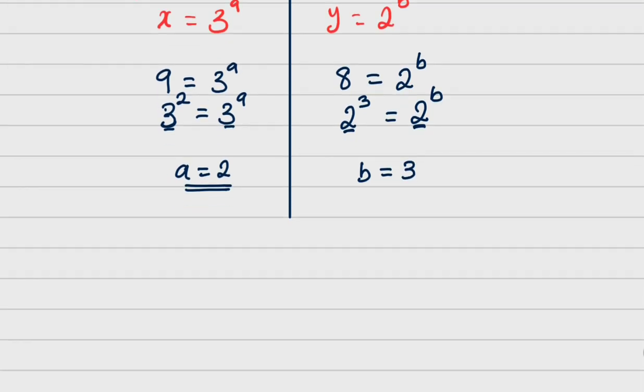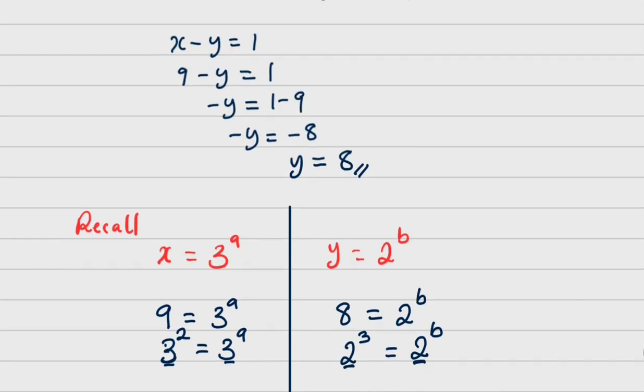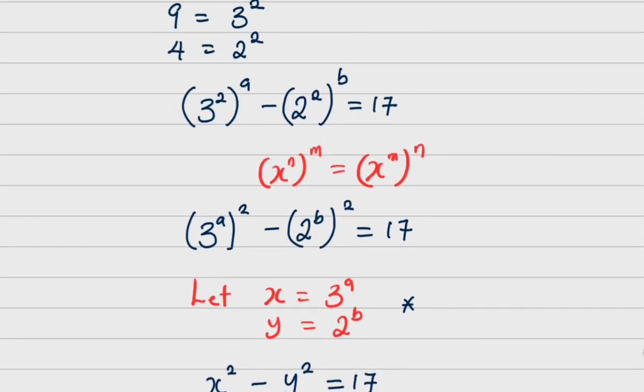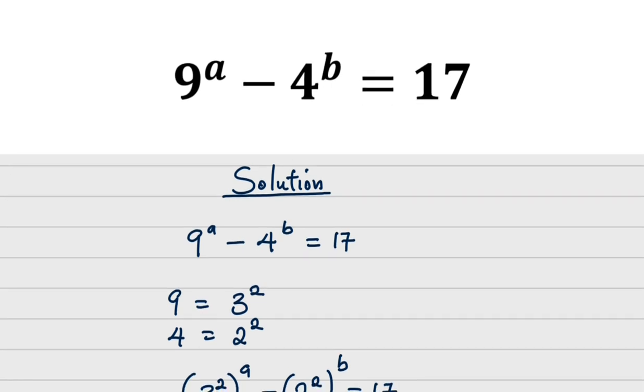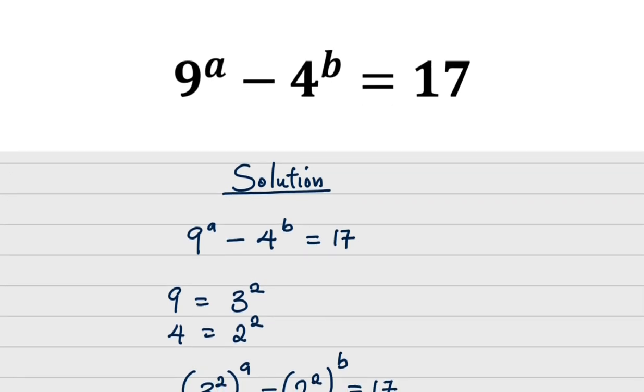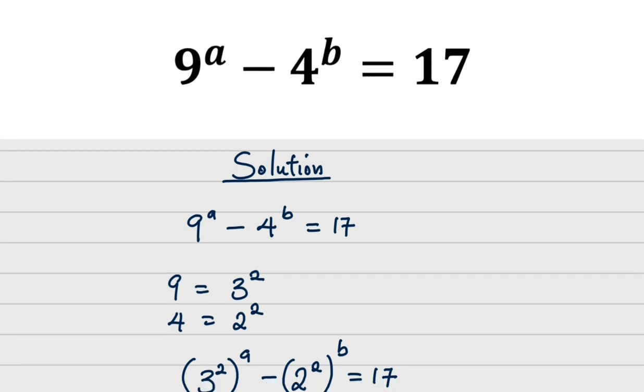So you see, I've worked out this question completely by getting my answers for a and b. And once you bring them back into the equation or into the question given, you'll find out that your answer will be correct. It will be 17. That is substituting the values of a and b.